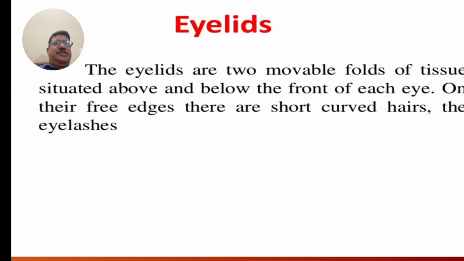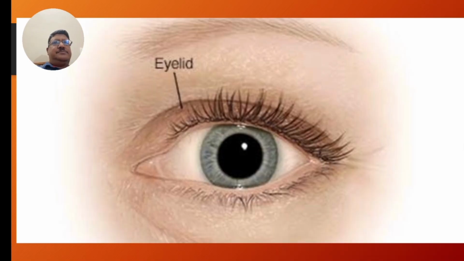Eyelids. The eyelids are two movable folds of tissue situated above and below the front of each eye. On their free edge, there are short curved hairs, the eyelashes. So this is the eyelid.